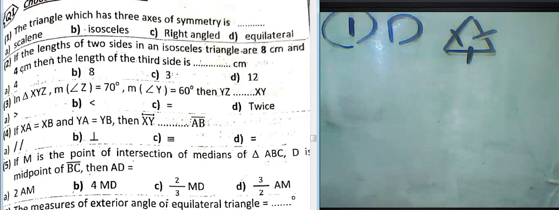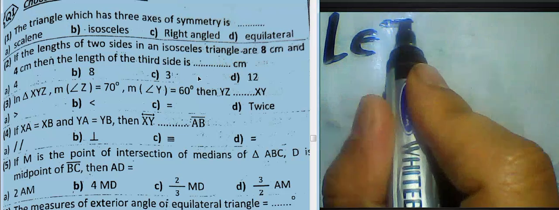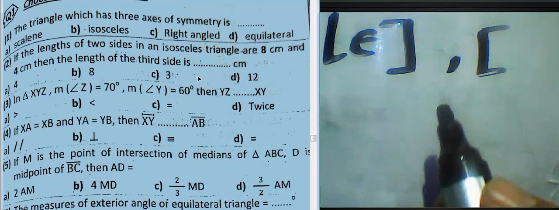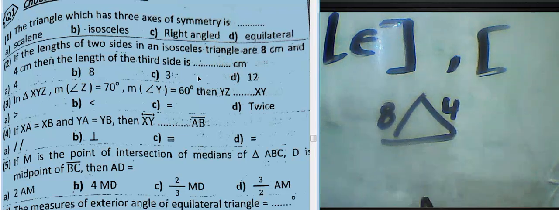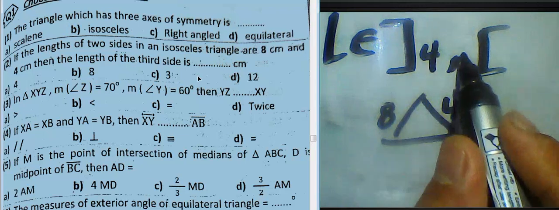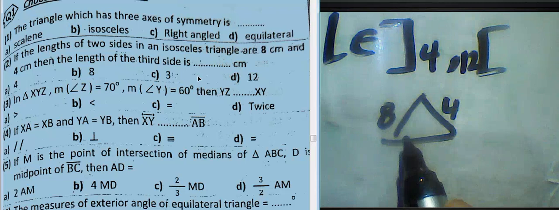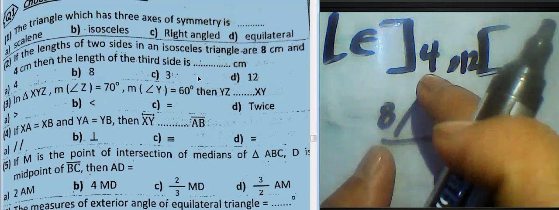Question number 2. If the lengths of 2 sides in an isosceles triangle are 8 cm and 4 cm, then the length of the third will be blank. We know the third side must lie between the difference and the sum of the two lengths here. We have the first was 8 cm and the second was 4. First we must find the difference between them, which will be 4, and if we add them the result will be 12. So the length must lie in the open interval between 4 and 12.